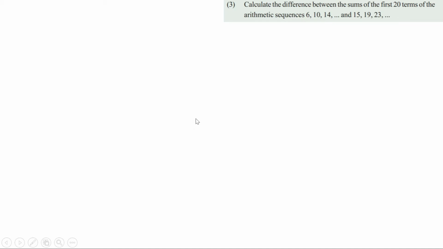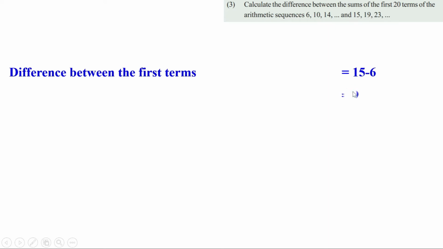Now let us find the difference between the first terms. That is 15 minus 6, or 9. What is the difference between the second terms? 19 minus 10, that's also 9. What is the difference between the third terms? 23 minus 14, that's also 9.